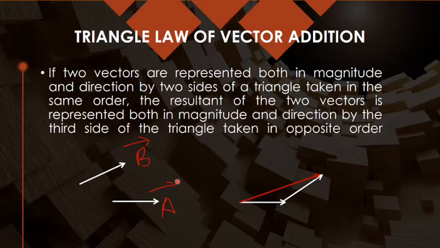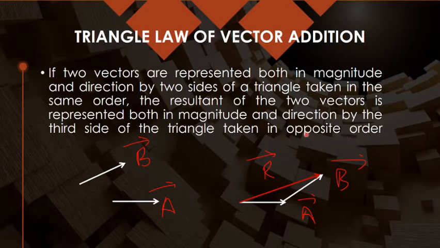If I have two vectors which I can represent by two sides of a triangle, like this is A vector and this is B vector, then the resultant will always be given by the closing side of this triangle. It means if this is A vector and this is B vector, then this is vector R. So the resultant vector R is given by the third side of the triangle but in the opposite order. This point is also to be noted.